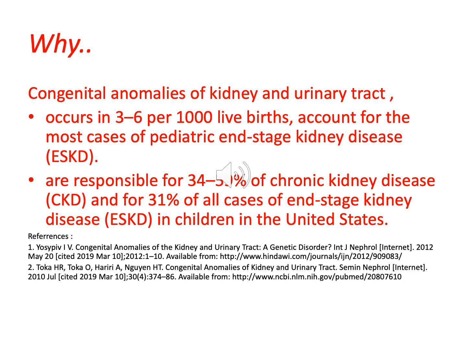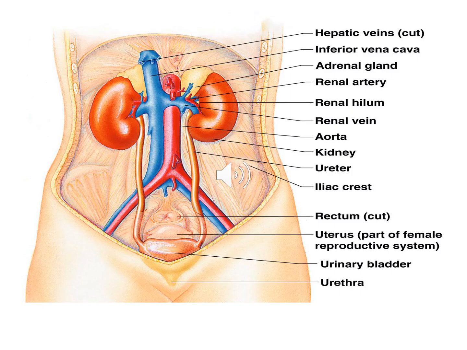And also, congenital anomalies of the kidney and urinary tract are responsible for 34 to 59% of chronic kidney disease and for 31% of all cases of end-stage renal failure in children in the United States. The human urinary system has 2 kidneys, 2 ureters and a bladder.